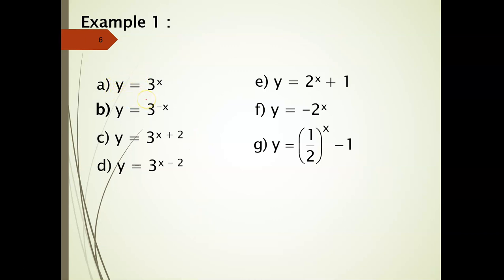Example 1, part 7. Another example in example 1: A, B, C, D are using base a equals 3. What changes here is the value of x, the power. The same goes for E, F, G. They are using 2, -2, and 1 over 2. Let's look at the graph.